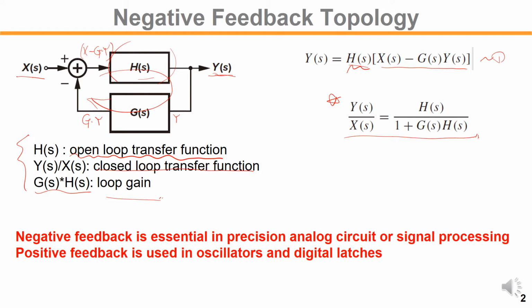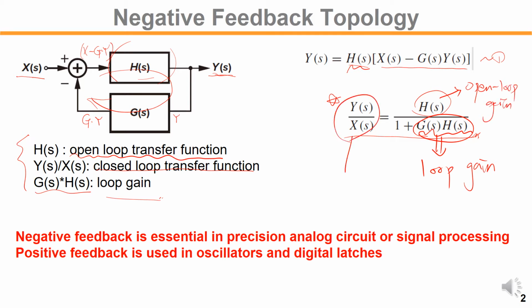If you summarize this equation 1, then you will get a very important characteristic. At the top we have H of S. At the denominator we have 1 plus G times H of S, right? So this part is called the loop gain. This part is called open loop gain. And this part is called the closed loop transfer function.